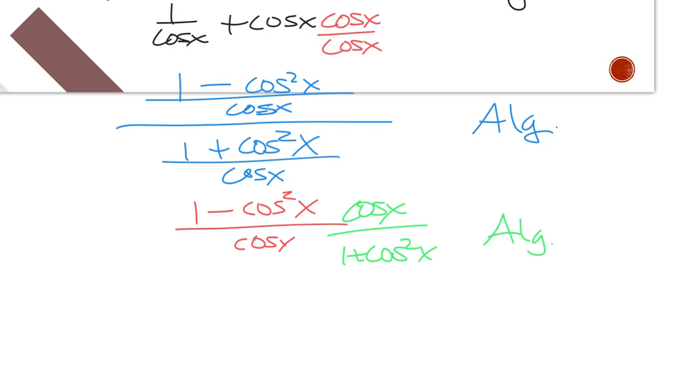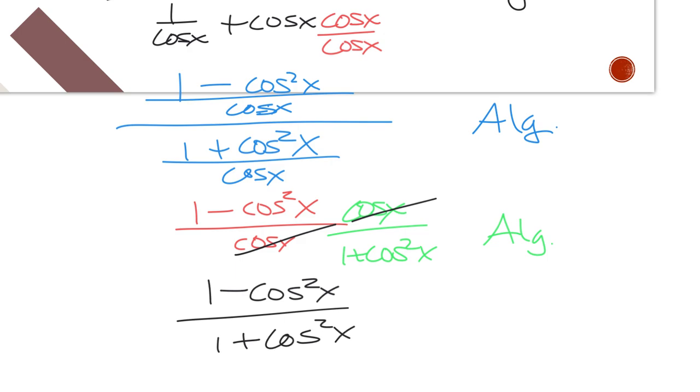Again, we kept this the same. We changed this division to multiply, and then we flipped this fraction upside down. And the reason why is that these cosines will end up simplifying. So now, once you simplify it, I have 1 minus cosine squared of x over 1 plus the cosine squared of x, which is some more algebra.